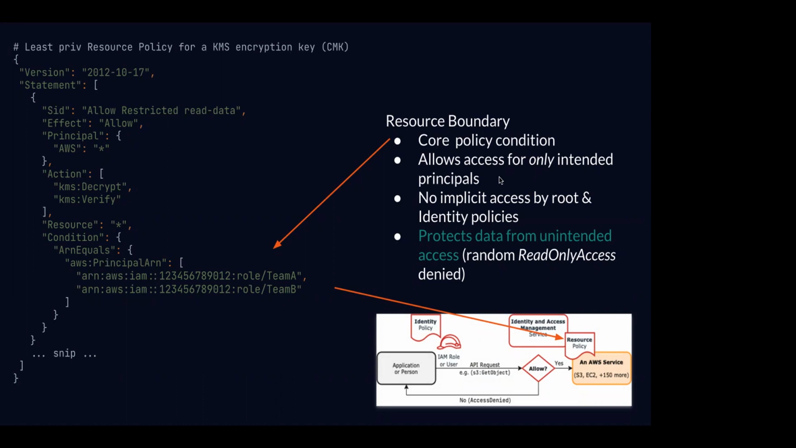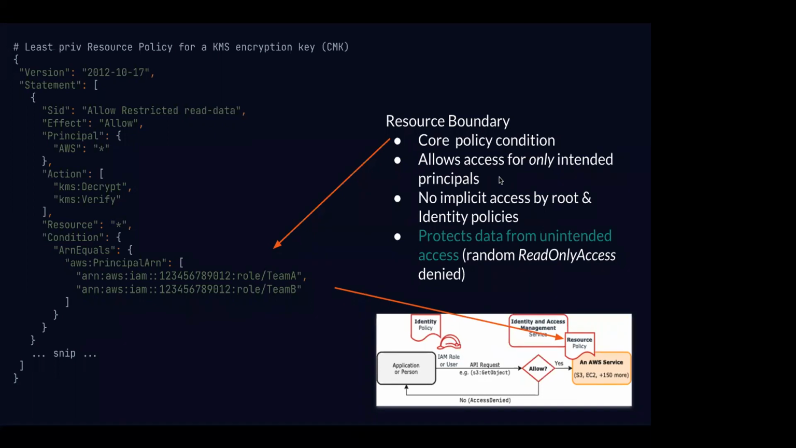And one of the ways it does that is because if you don't allow access to the account's root user, then identity policies are actually not evaluated when a KMS operation is executed. So let me repeat that. The only resource in your AWS account that the root user does not have implicit access to by default are KMS keys, as far as I know.